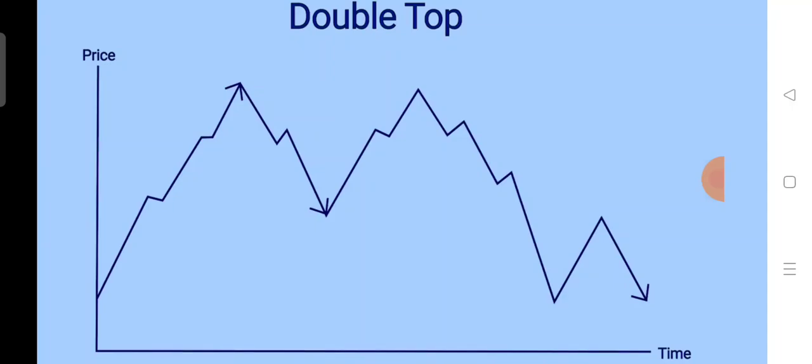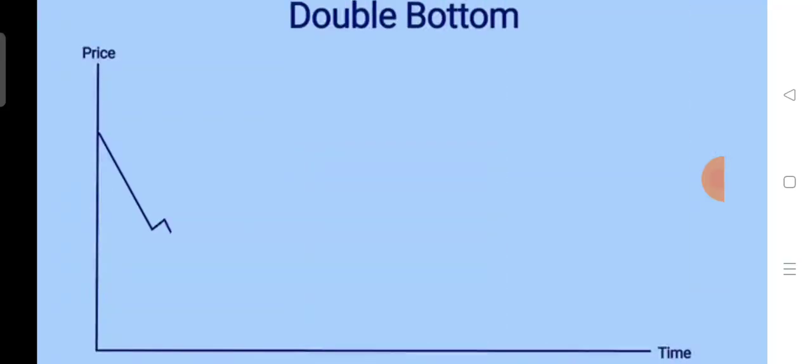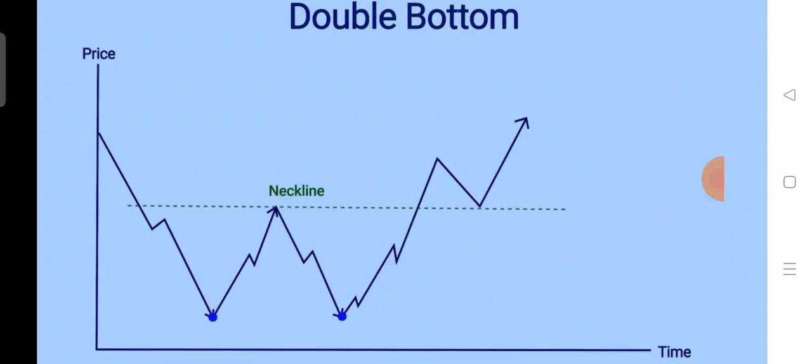Now, when this line that is connecting the intermediate low, a horizontal line, is breached, and the price starts falling, then we say that this is a double top. Similarly, in the case of a down move, if after a down move there is a pullback and the next low is at the same level as the previous low, and the horizontal line that is drawn with the help of the intermediate high is breached on the upside, then we can say that the market has formed a double bottom.